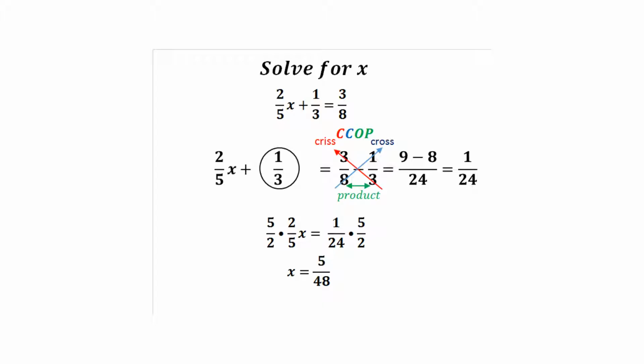Now, what we have is 2/5 x equals 1 over 24. Let's multiply 5 over 2 on both sides. The 5's cancel and the 2's cancel. So we have x, and 1 times 5 is 5. 24 times 2 is 48. X is equal to 5 over 48. That is a fraction approach to solving the equation.